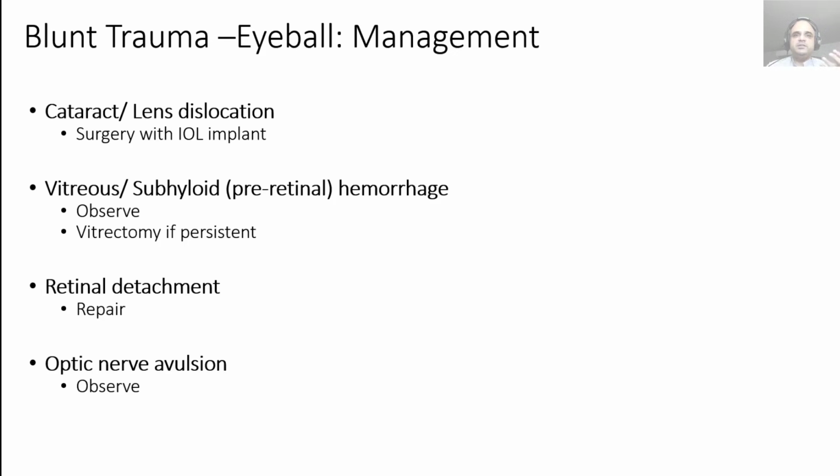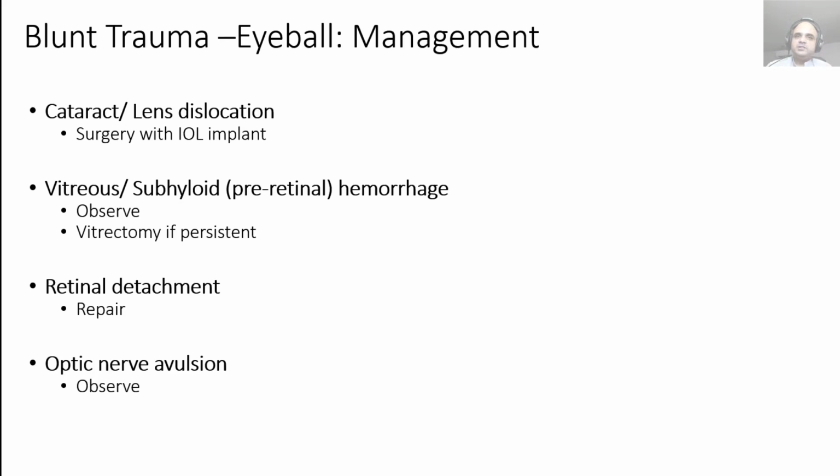If you have vitreous or subhyaloid hemorrhage, you can observe if it's small. If it's non-clearing or larger, you would need to do vitrectomy. What is vitrectomy? We'll talk about it when we do retinal detachment. It's more relevant there. If you have retinal detachment, you would need repair. We would again talk about it when we talk about retinal detachment.